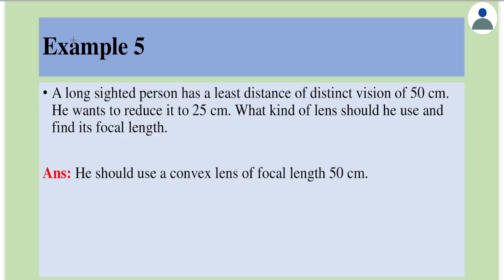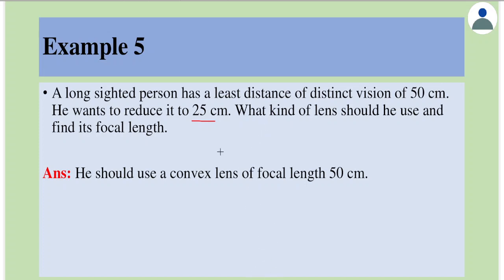Example 5 says, a long-sighted person has a least distance of distinct vision of 50 centimeter, which means the person cannot see anything placed before 50 centimeter. He wants to reduce it to 25 centimeter. So what kind of lens should he use and find its focal length?